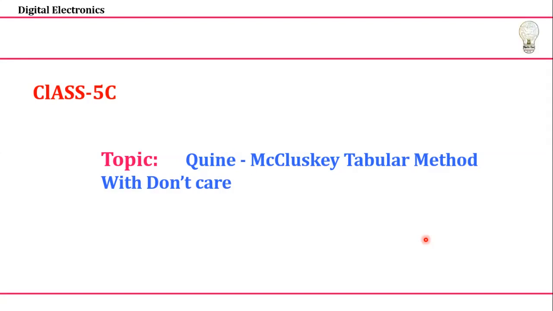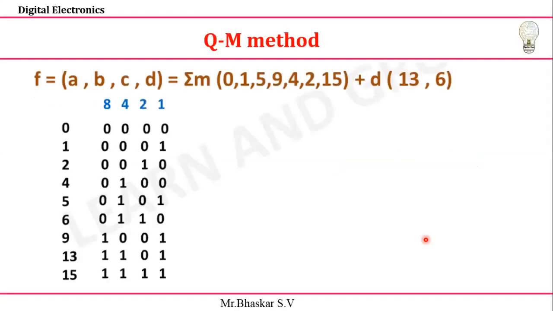Sir, how to solve this one? Let's move on to the problems. I'm going to take one problem here: f of a, b, c, d is equal to summation of m of 0, 1, 5, 9, 4, 2, 15. These are decimal values, the min terms, and plus d of 13 and 6. 13 and 6 are also taken as don't care conditions. While writing the simplification process, we consider 13 and 6, but when it comes to implementation type table writing, at that time we neglect them.